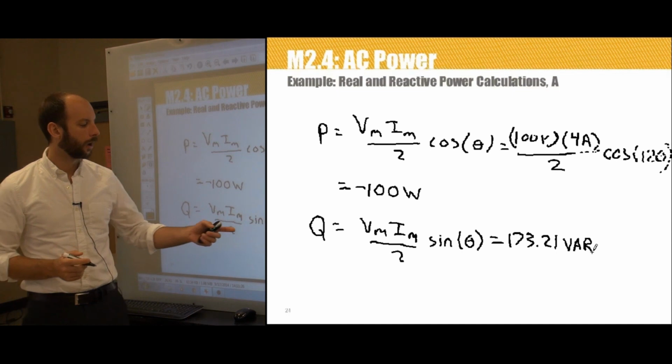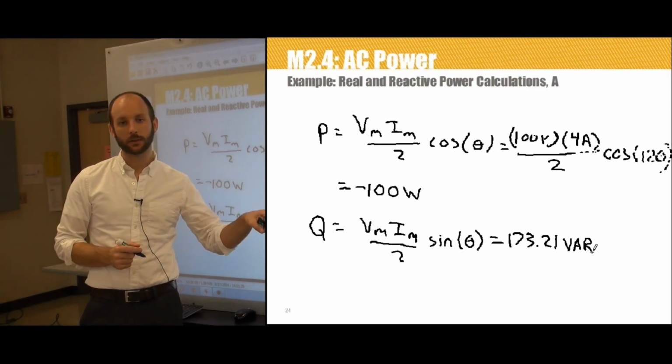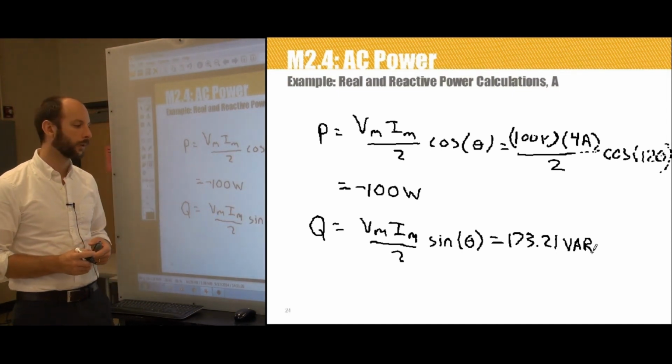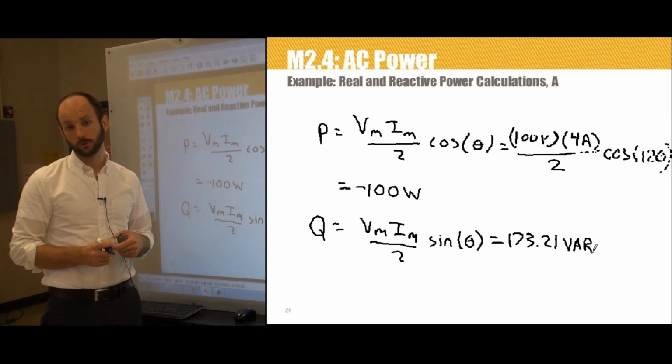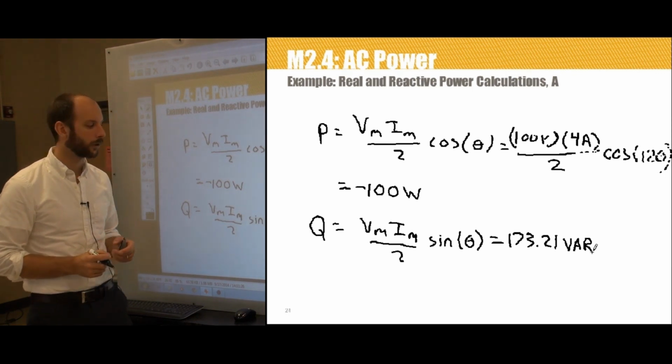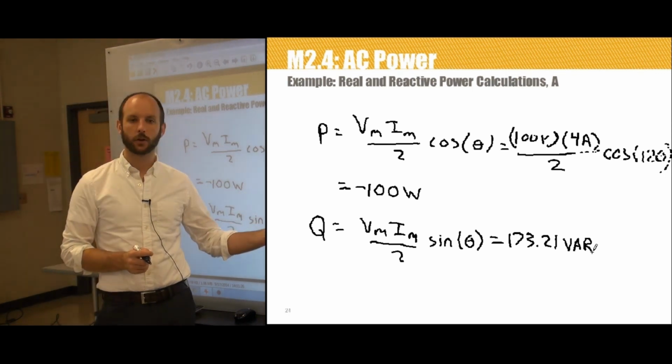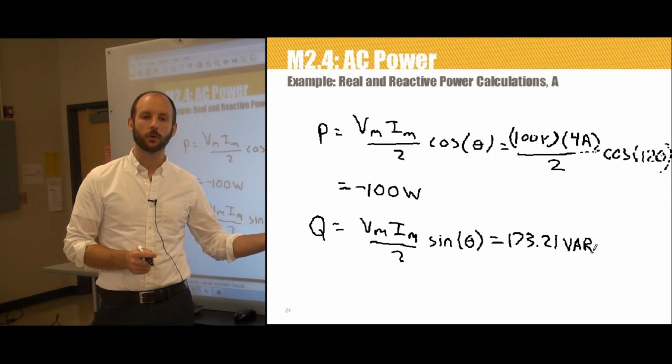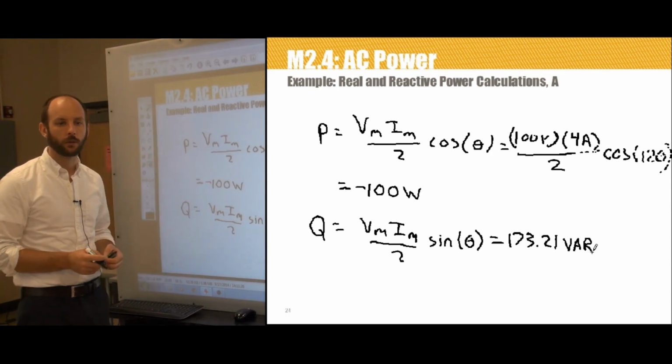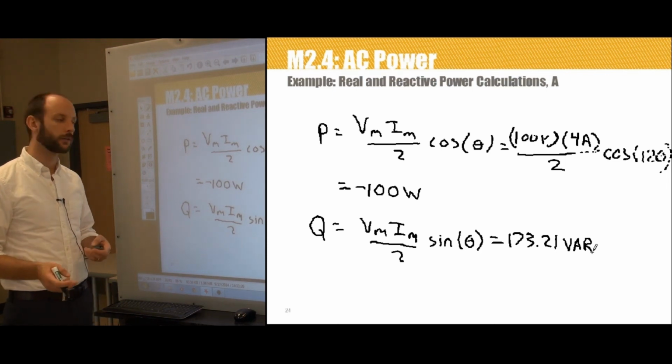It means reactive power is flowing into the circuit. And remember, we said that inductors consume vars, capacitors supply vars. Inductors have positive vars associated with them. So we're seeing that this network overall appears inductive as a circuit element.